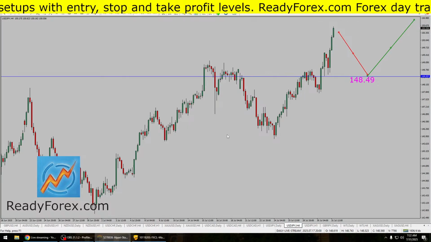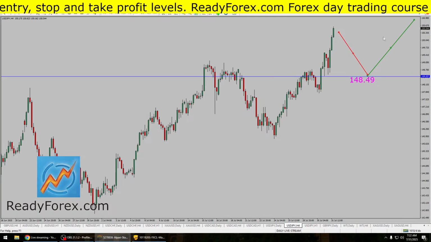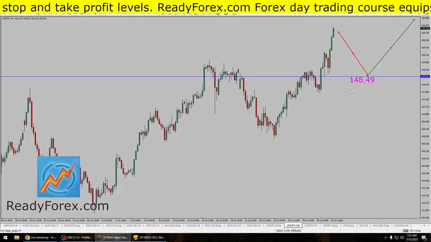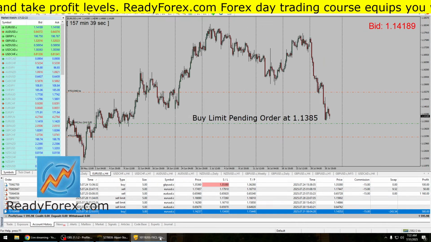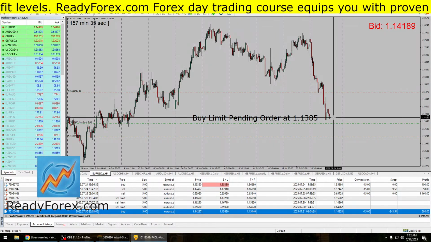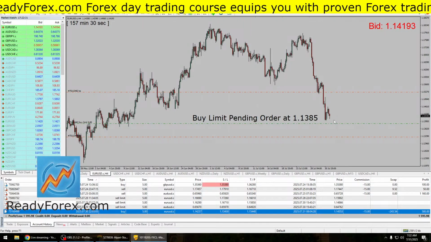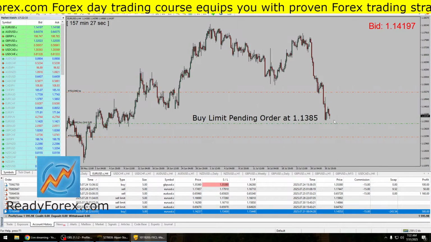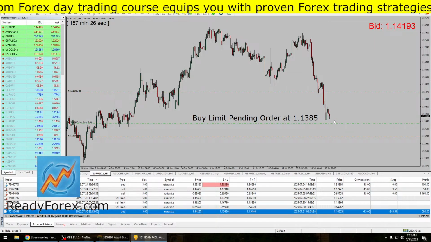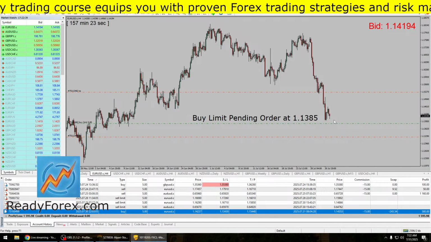So regarding the US dollar yen, I think the market is firing up, but it is probably going to print a top and then it's going to drop as well. Let me check out what's going on with euro. Okay, euro is still a bit away from my buy limit pending order. It's still a bit away. So we will see how the euro is going to react once it hits that level.